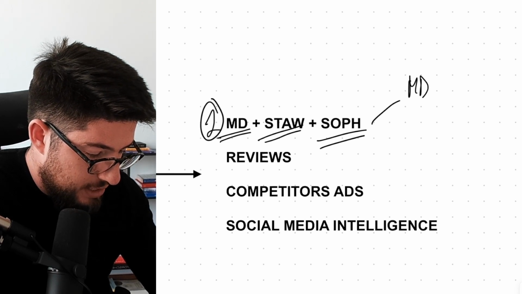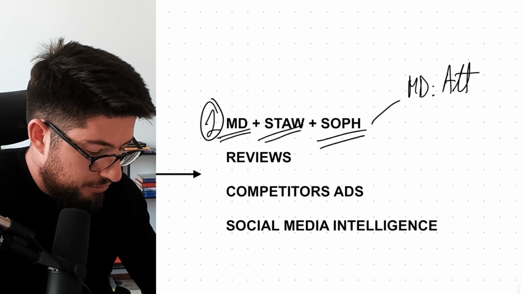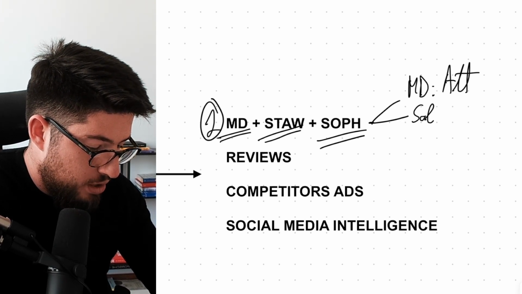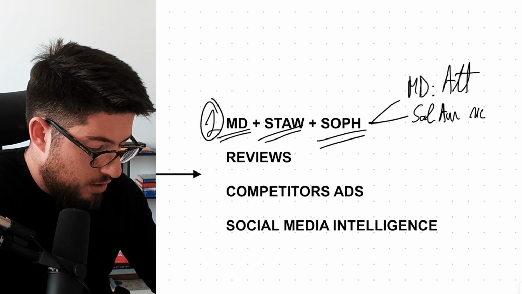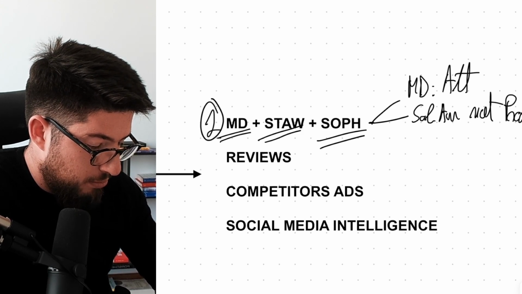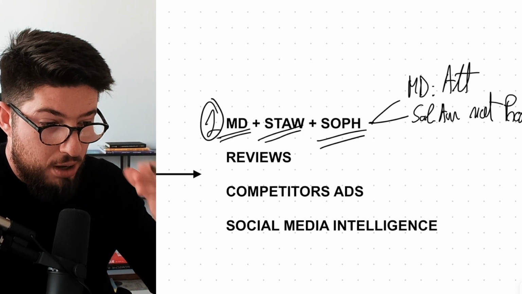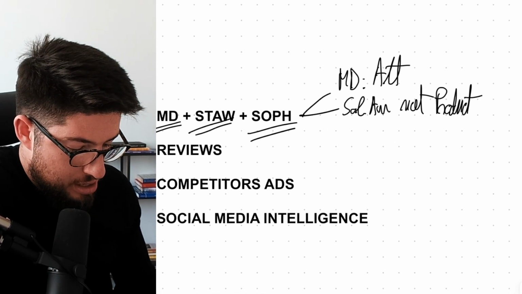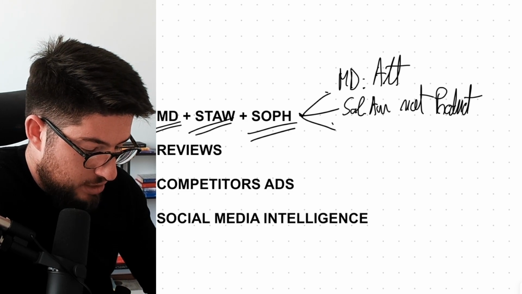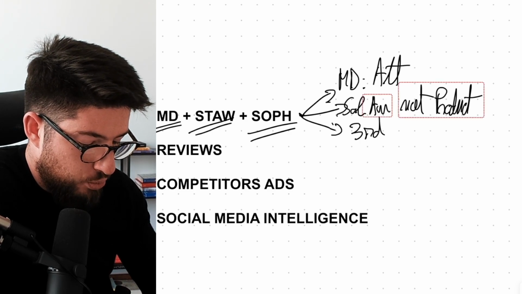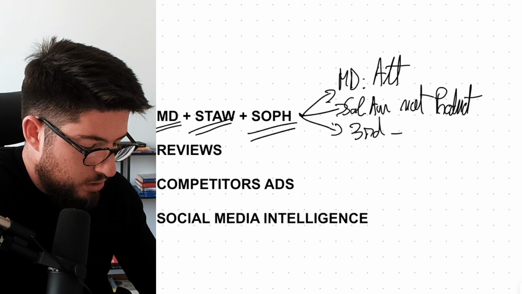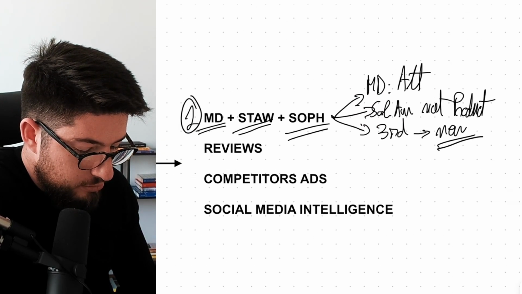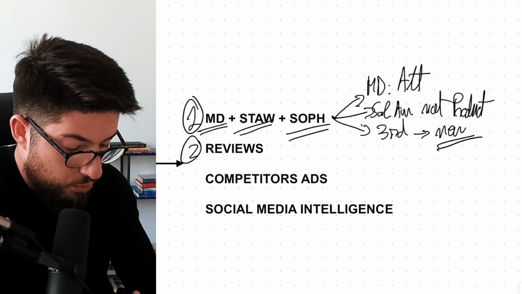Specific mass desire, let's say, is becoming more attractive. State of awareness is solution aware: they don't know your product, but they know about the specific solution you're talking about. So you have to position your product as better than the others, and that will be the messaging. And for market sophistication, usually all of us are in 3rd stage sophistication, so you've got to position your offer as something kind of new. Once you know this, we would go into reviews.